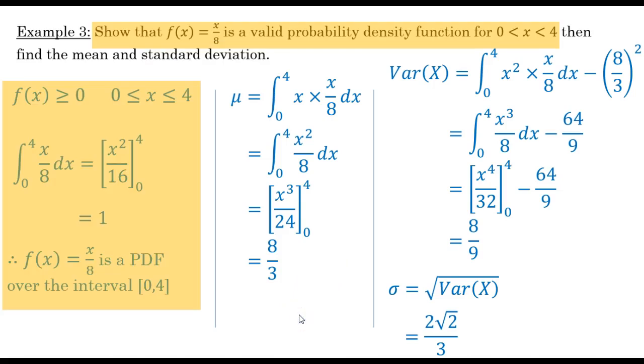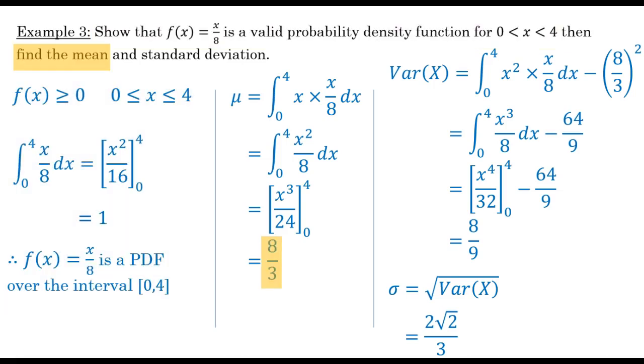Right, so we're asked to do 3 things. Show it's a valid probability density function, and we check those 2 conditions: always positive, and the integral is equal to 1. Find the mean: multiply my function by x, then integrate it. Find the standard deviation: multiply my function by x squared, integrate, subtract the square of the mean, and then take the square root. Righto, met all those conditions for the question.